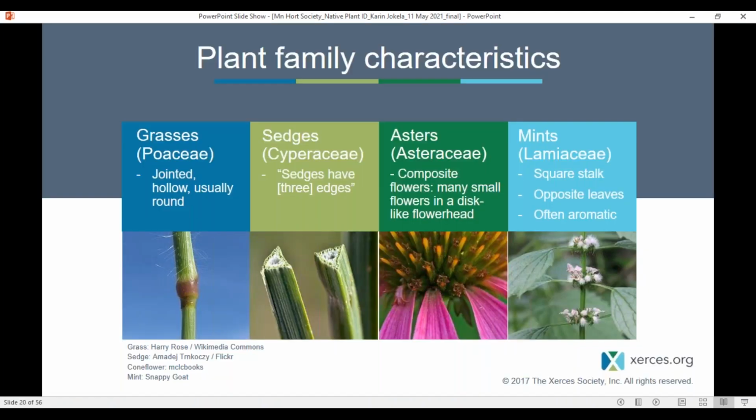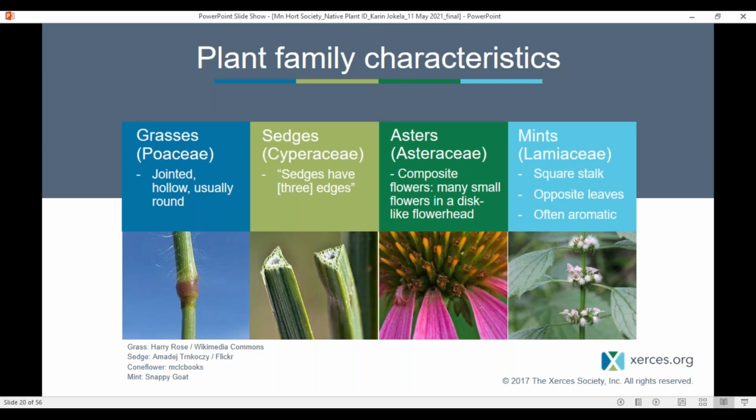I know I'm moving pretty quickly, but I'm hoping that you're all accessing the PDF so that you can go back and refer to things that I'm kind of skimming through fairly quickly. There's just so much content that I want to share with you. And so, yeah, I'm going to jump right into a few family characteristics.